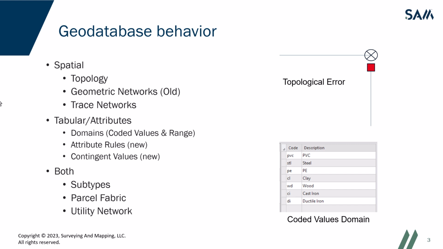And these more advanced functions, the parcel fabric and utility network, are going to work on both the spatial data and the tabular data, and are really just a very advanced capability that is only available in the geodatabase. So very important concepts here when you're working with the behavior inside of a geodatabase. And like I said, just remember, garbage in equals garbage out.